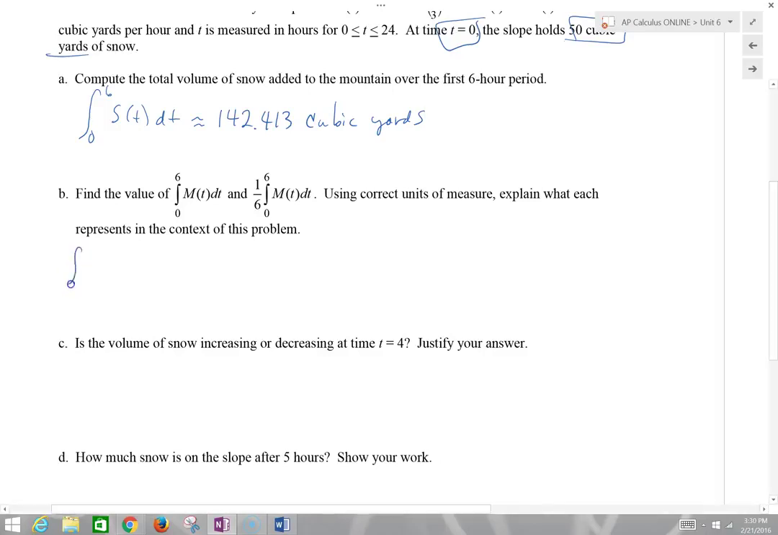So this will be very similar to the one we just did, from 0 to 6, m of t dt. Up here, this was the amount added. This is going to be amount melted. And we put that in our calculator, we get 81.823 cubic yards.